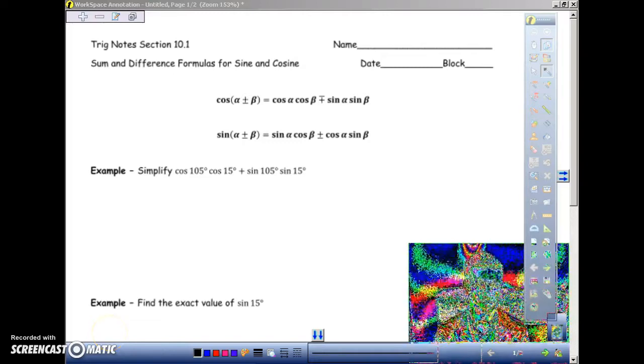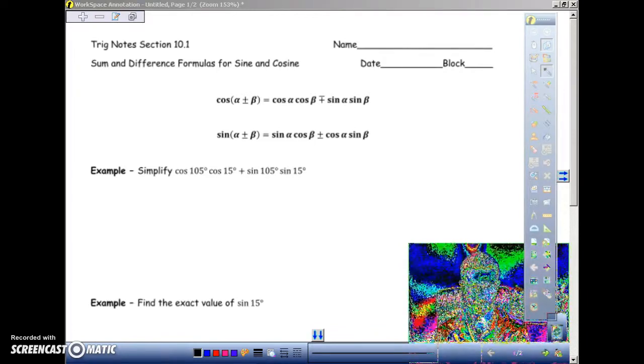This is 10.1. We're going to be working on what we call the sum and difference formulas for sine and cosine. So this is a formula you need to know. That's really the hardest part about this, in my opinion, is just knowing the formulas.